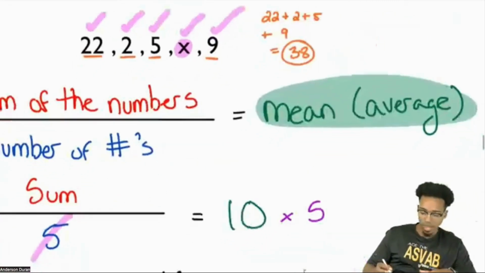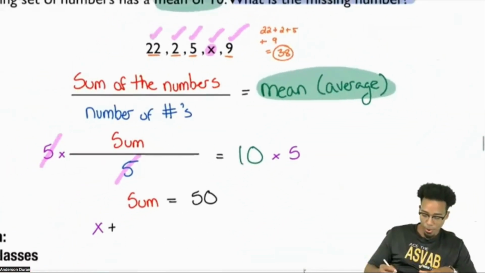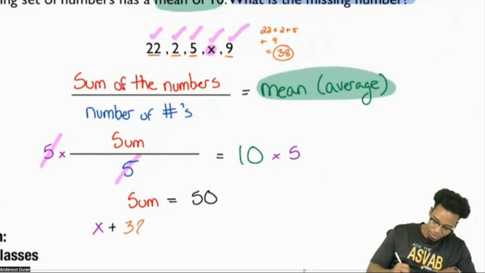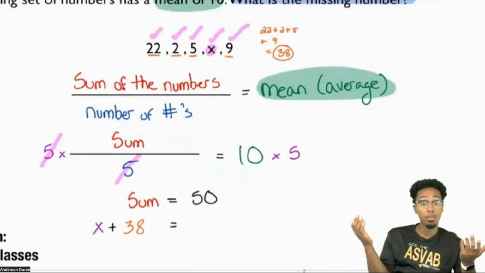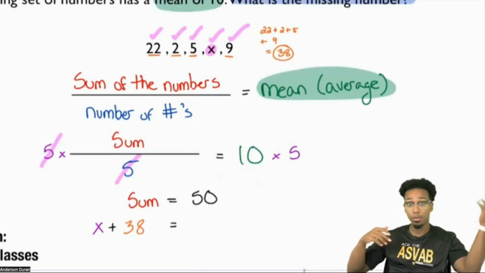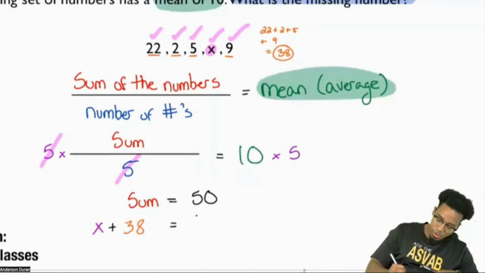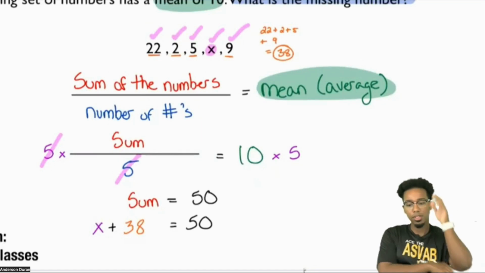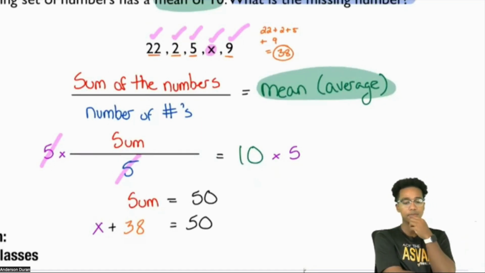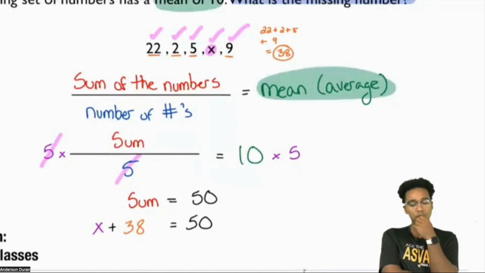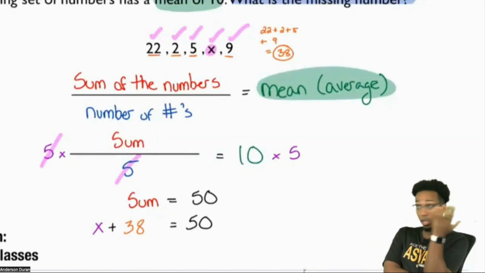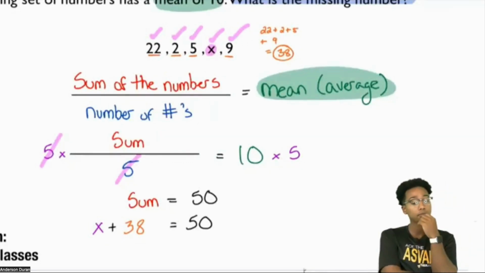And I'm going to write that right over here. X plus 38. Everybody, is it true that if we add up all those numbers, the x with all those numbers that adds up to 38, altogether, it should be 50, right? It should be the sum, right? The sum should be 50.